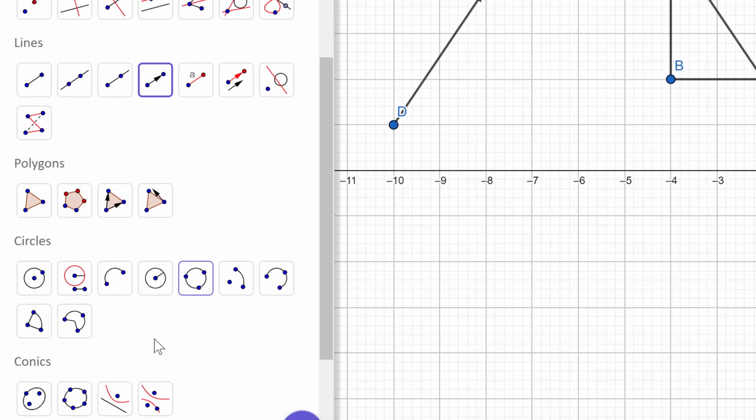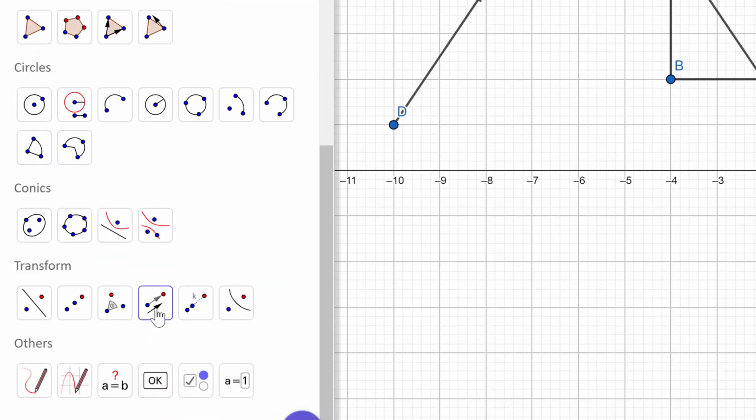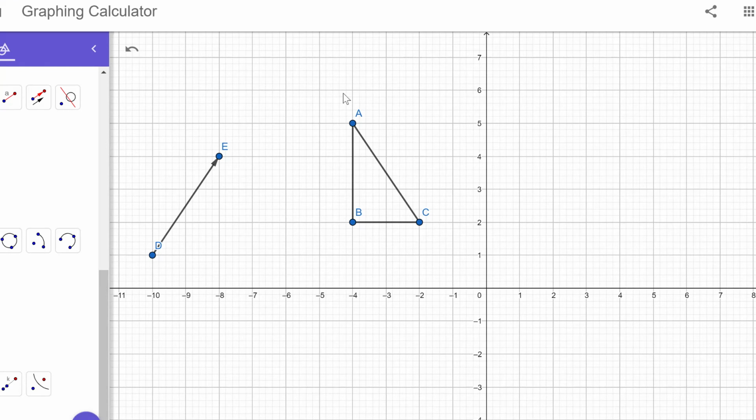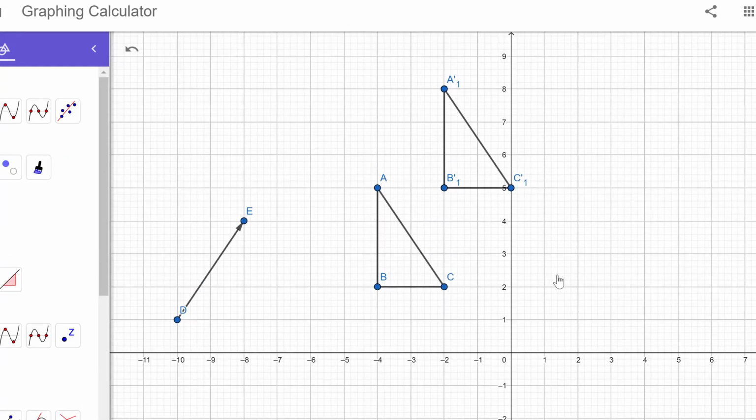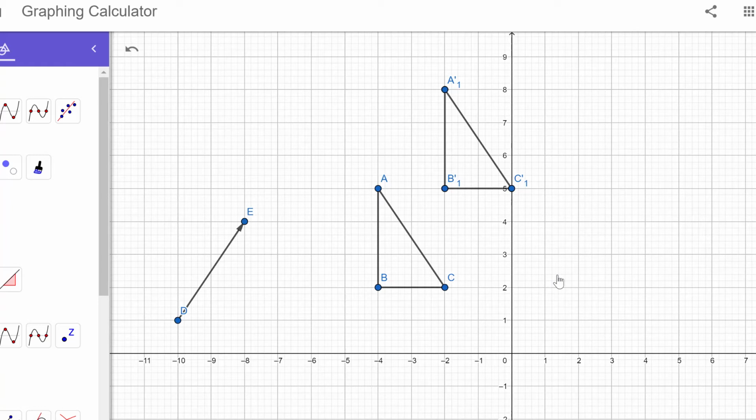Now, when I want to transform that, I go down to my transform. Again, click on translate by vector. Highlight my shape. Click on my vector. And lo and behold, there we have our translation. Now, it seems a bit weird, but actually, I quite like that. That's quite funky.